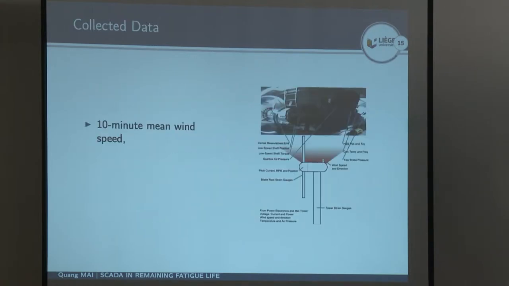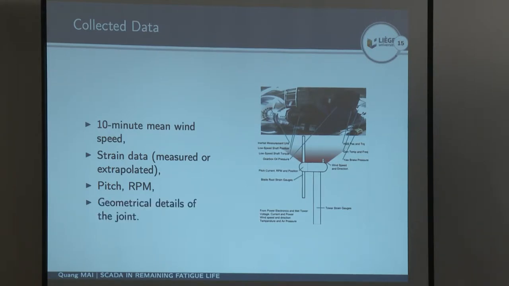And about the application, I need the data of 10 minutes mean wind speed. I need strain data. I need pitch and RPM to clean the measured data to get rid of some errors from measurement and to identify the operational case. And then I need the geometrical detail of the joint. Those are the four types of information I need.